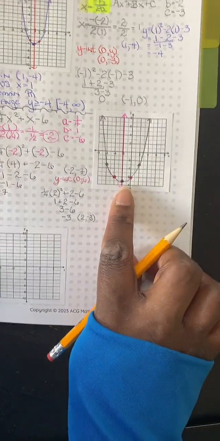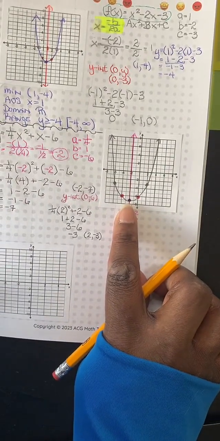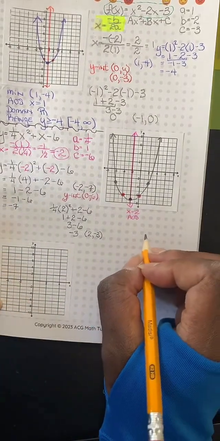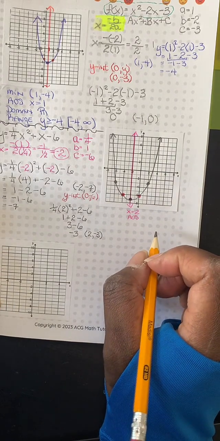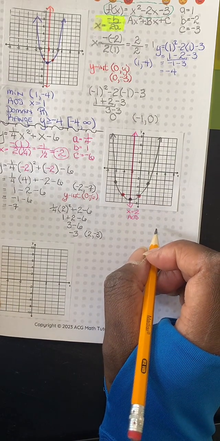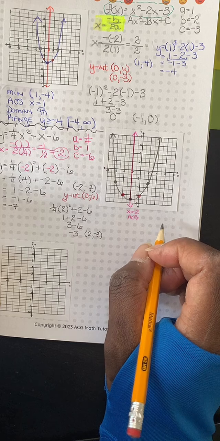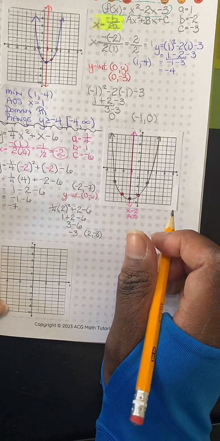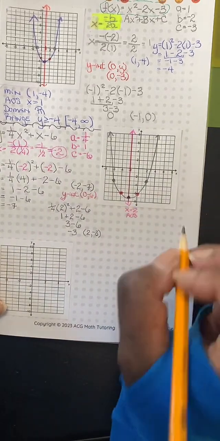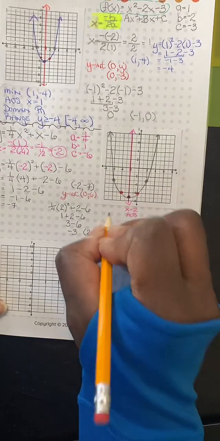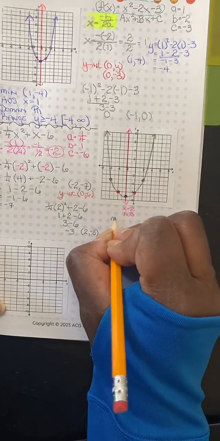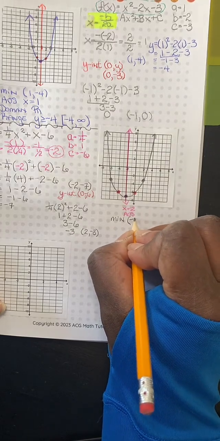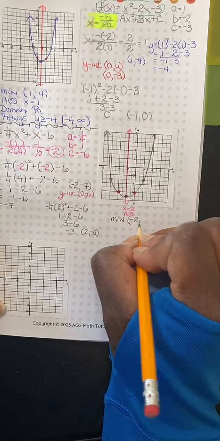It's opening up like a cup. So does that mean my vertex is a max or a min? Min, good. Awesome. So that means we have a minimum, and I'm going to stick it right here. It's at my -2, -7.